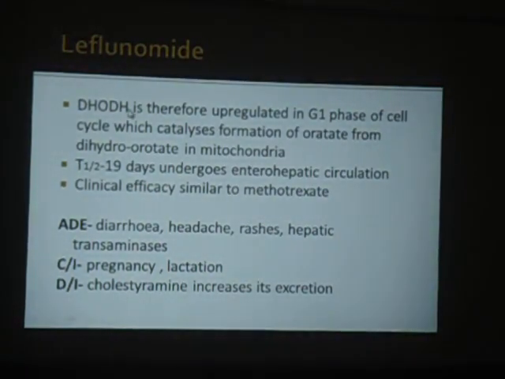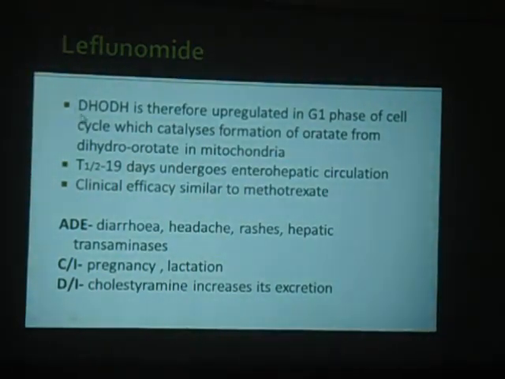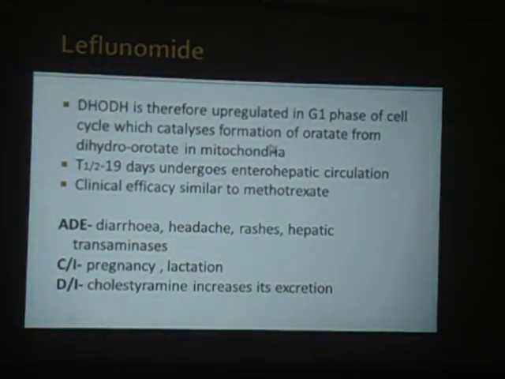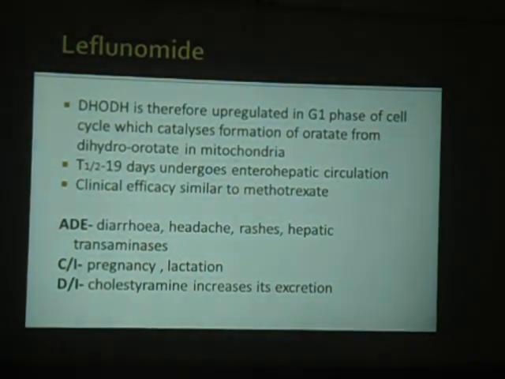So what will happen? The enzyme is dihydroorotate dehydrogenase. The half-life here is 19 days. Again, it is good. Leflunomide can act for a longer duration and it can undergo enterohepatic circulation. That means the drug which has reached the intestine can transfer back to the hepatic system and be recirculated. Basically, you should remember that drugs which undergo enterohepatic circulation have an increased plasma half-life and can stay in the body for a longer time. Adverse effects: diarrhea, headache, rashes, and an increase in the levels of hepatic transaminases.